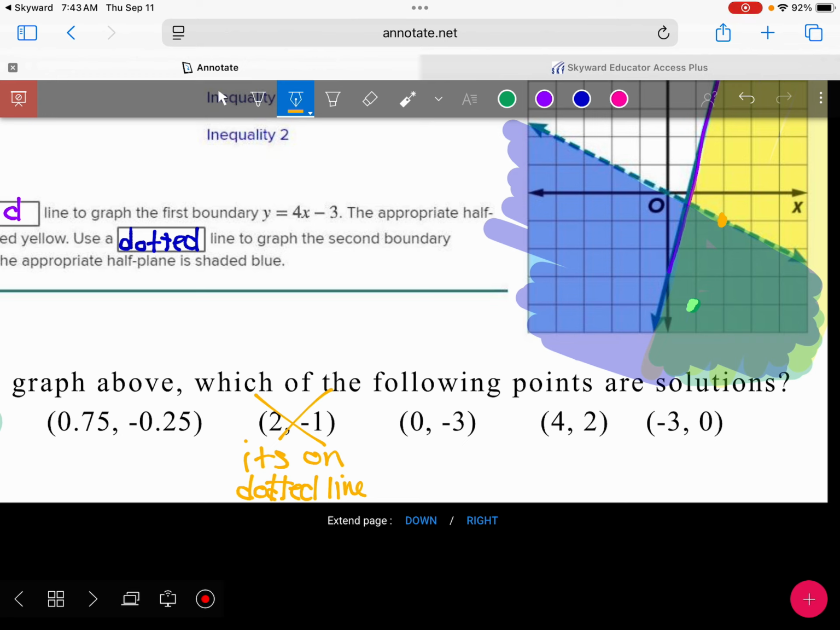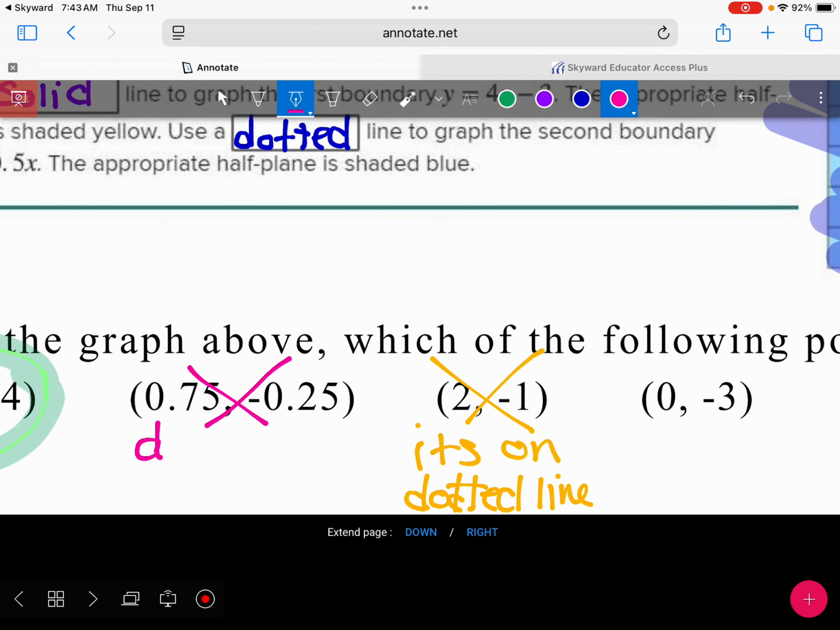So then, now we can look at the second one. I just feel like it's easier to look at the pure dotted line first. So if we look at 0.75, oh, there it is, -0.25. Oh, the intersection between the two lines. Will this intersection, where they cross, count? Why not? It's not true for both. We have a dotted line. So this one also does not count, even though it's where our two lines cross. It doesn't count because my blue line is a dotted line.